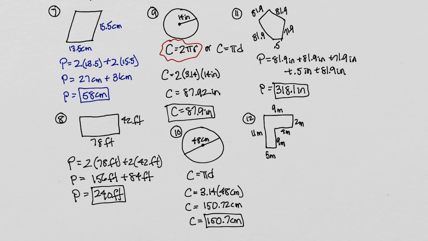Now, in 12, what we want to do is find the perimeter of this. The book's calling it a composite geometric figure. So to get the perimeter, we know what we're going to do. We're just going to add up all of these numbers here, so we need to start someplace. How about if we start at the 9 and then just go clockwise? So going clockwise, I got 9 plus 2 plus 4 plus 9 plus 5 plus 11. And adding those together, I came up with 40 meters.